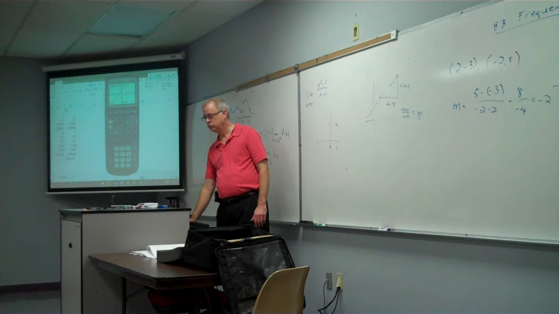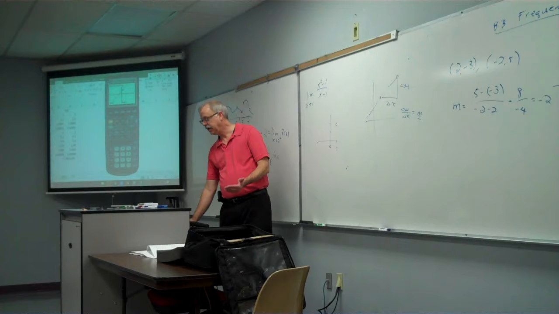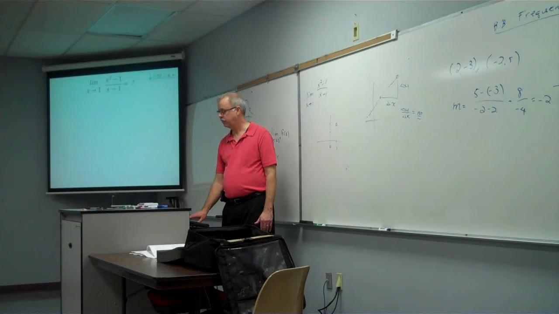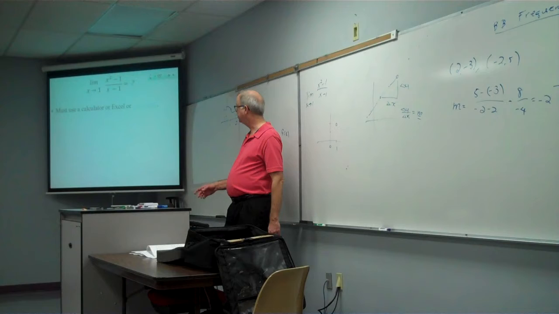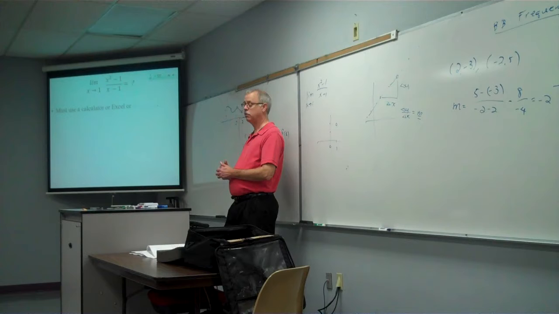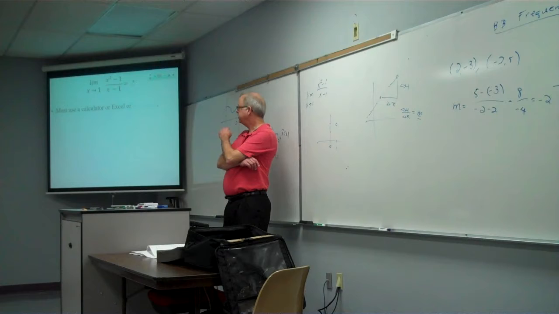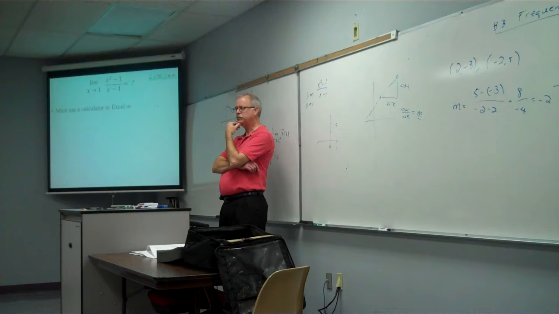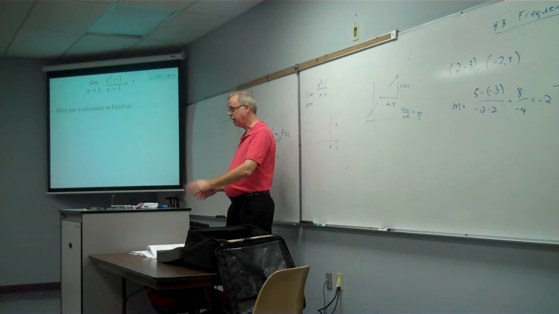So we can work with a table to get an idea of where we think the function is trending. I've got a worksheet as well where you can put in different values of x closer and closer to 1 to see what the value of y is. The disadvantage a table has is, how do we know we're close enough? Could something really weird be going on there and we're just not seeing the full picture? But at least we're going to use a calculator or Excel as one way to approach the problem.